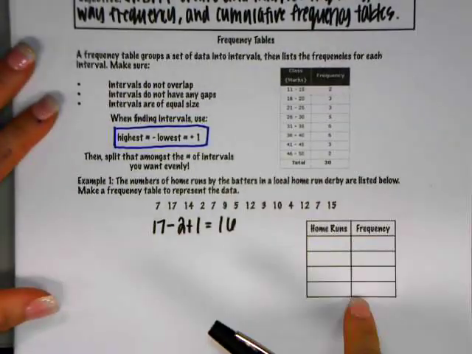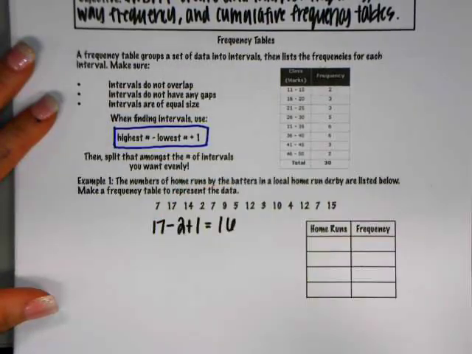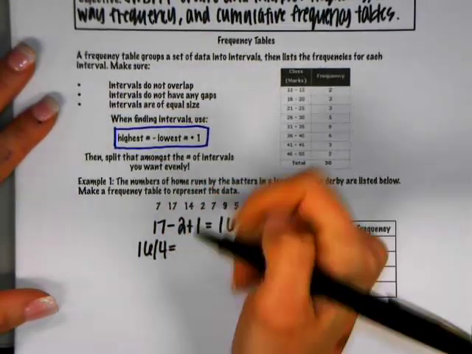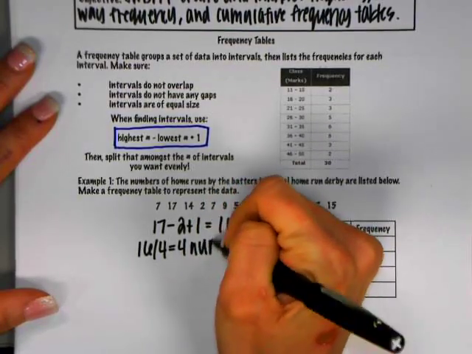And then how many rows did they give us in our table? Yep, 4. So we're going to do 16 divided by 4, which is what? Yep, so 4 numbers in each.